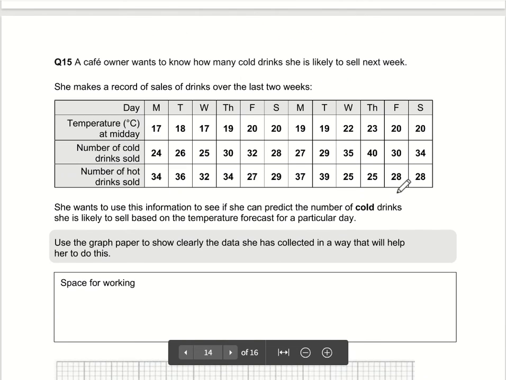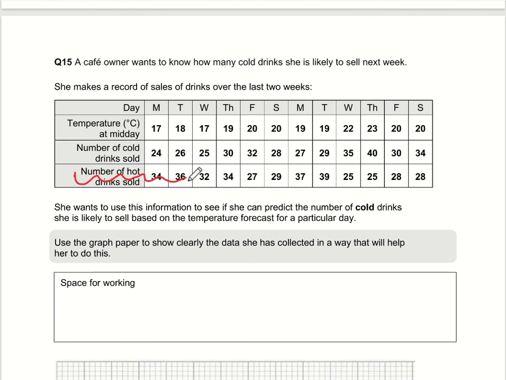Okay, question number 15. So we're only interested in the number of cold drinks, so we can ignore the number of hot drinks. Okay, so we need to first of all plot this on the graph.